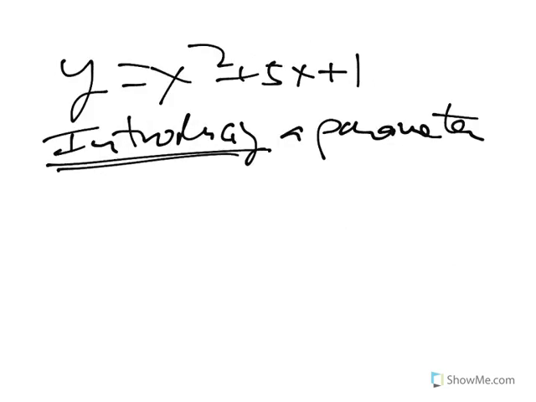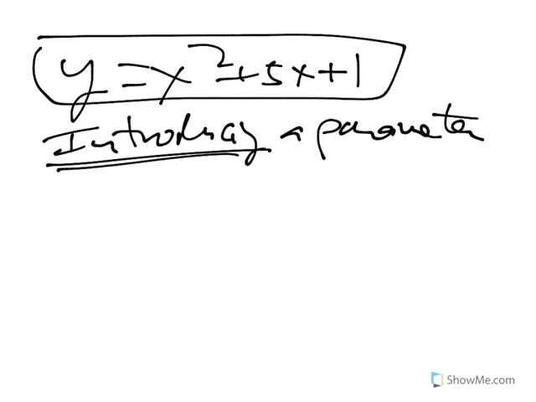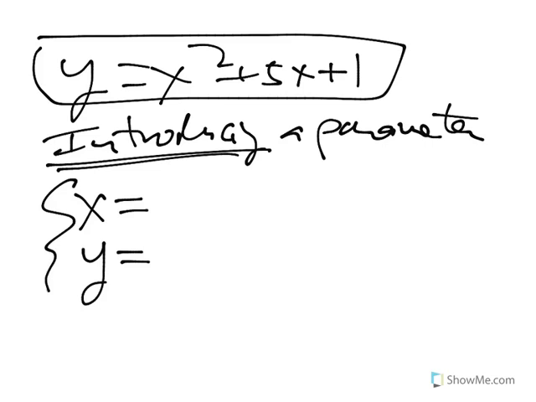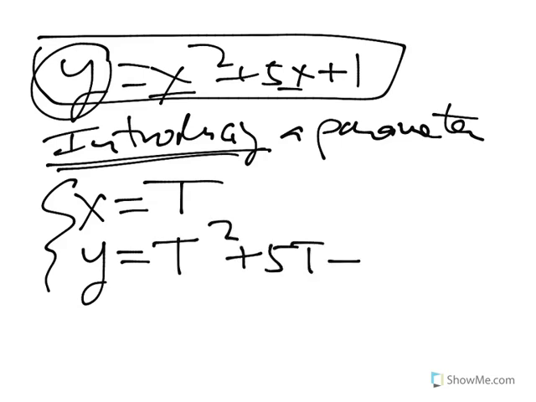Introducing a parameter is where you take an equation that only has x's and y's and create a parametric equation that has t in it that somehow becomes the same graph. And if the equation is already in the form y in terms of x, you can just call x equal to t, and then y would be t squared plus 5t plus 1. So if you happen to have your equation in the form y equals already, that's a way you can do that.